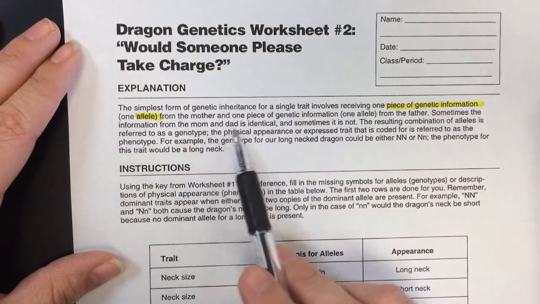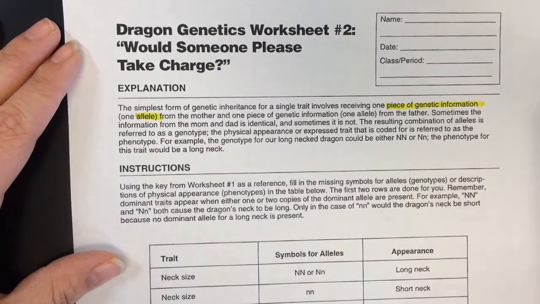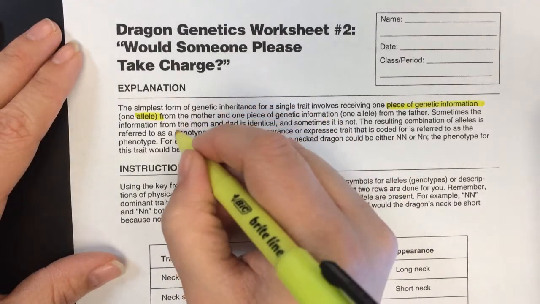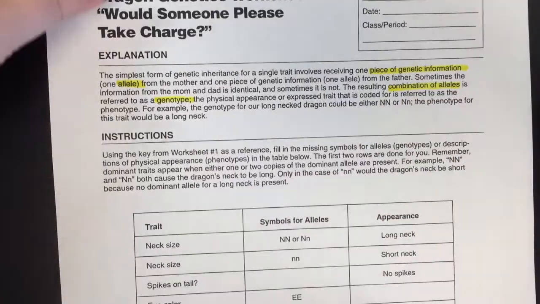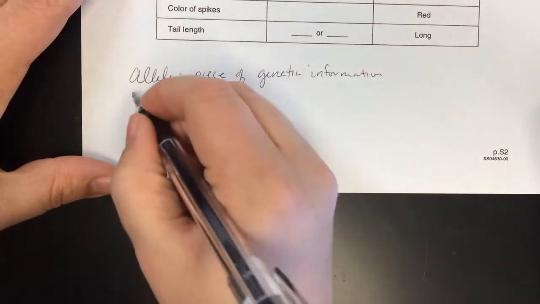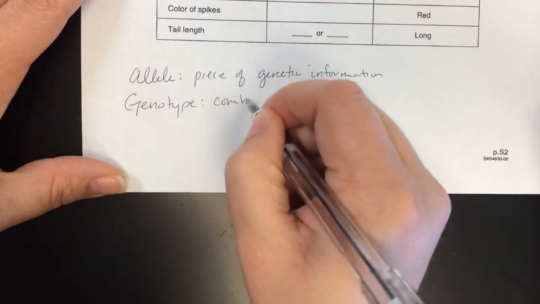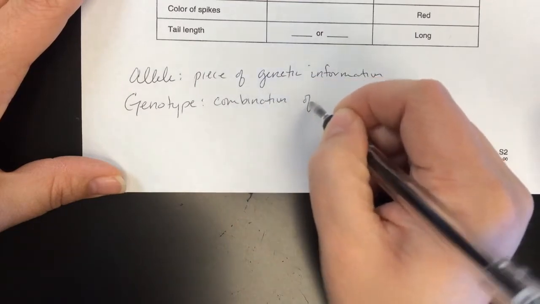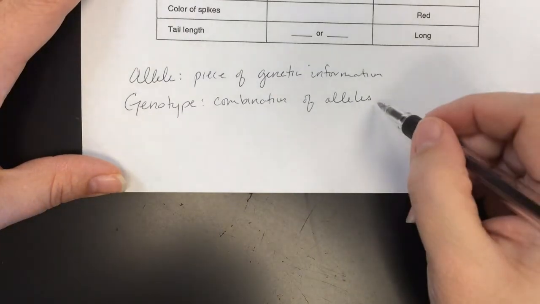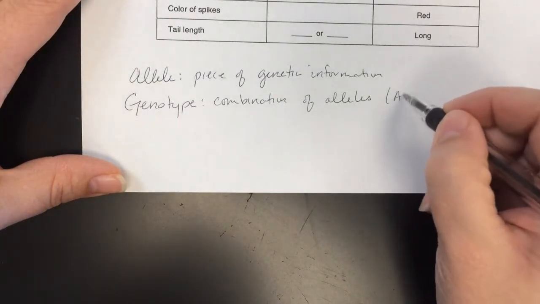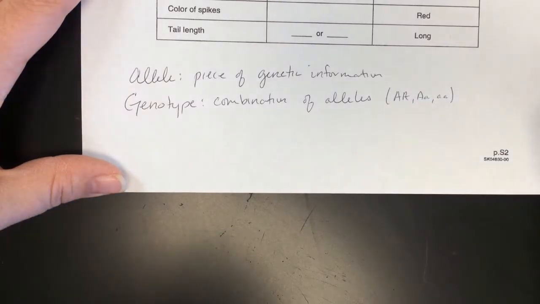Sometimes the information from the mom and dad is identical and sometimes it's not. The resulting combination of alleles is referred to as the genotype. Another really good vocab word right there. Genotype is the combination of alleles. So let's come back down here and put that definition. Genotype, combination of alleles. When I look at that for genotype, that's usually if we're talking like big A, big little, or little little, when we refer to that.